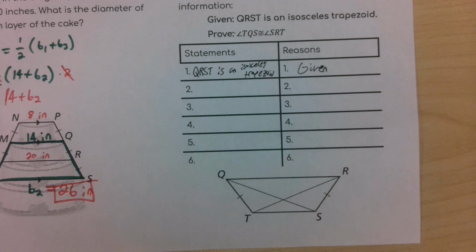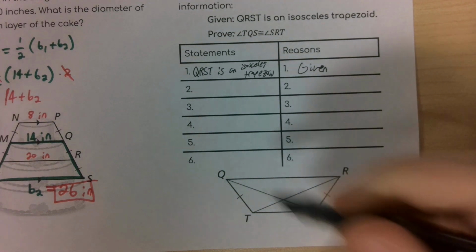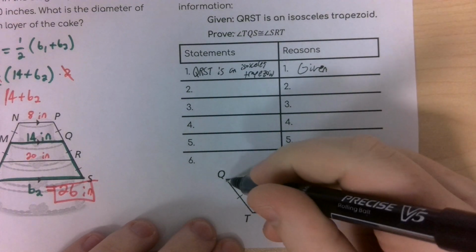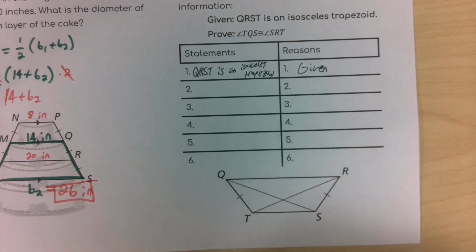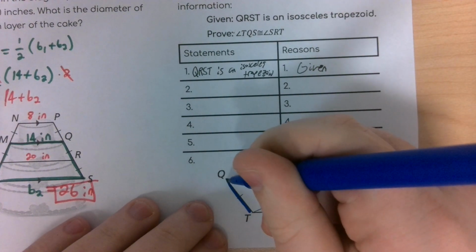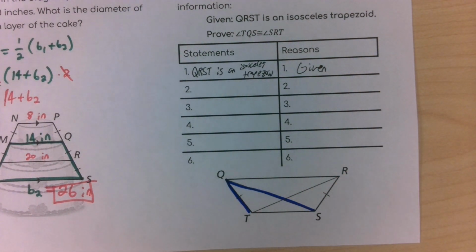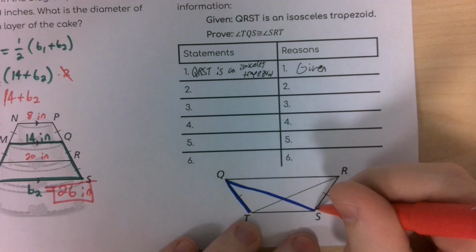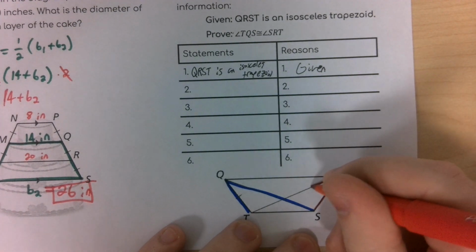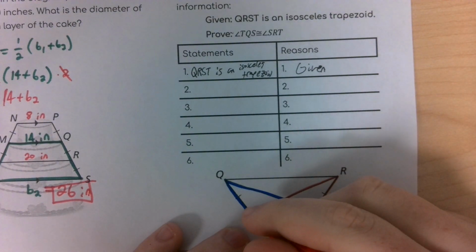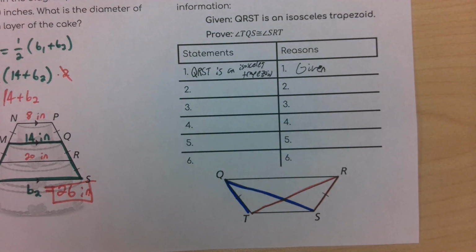We are actually trying to prove that angle TQS, that's this angle I'm going to mark in blue, is congruent to SRT, which I'm going to mark in red. So we need to figure out how to do that.